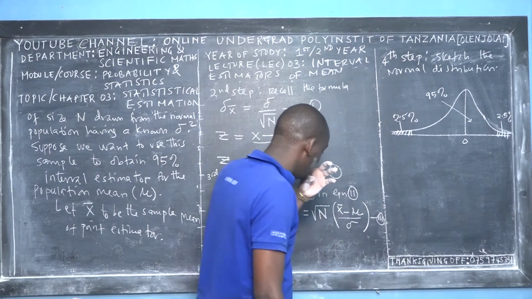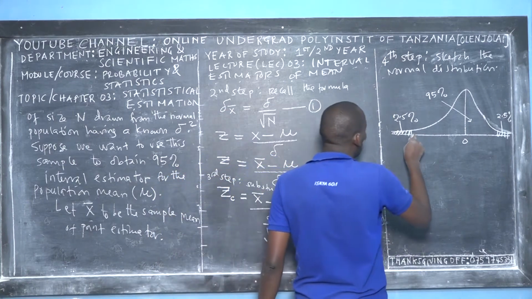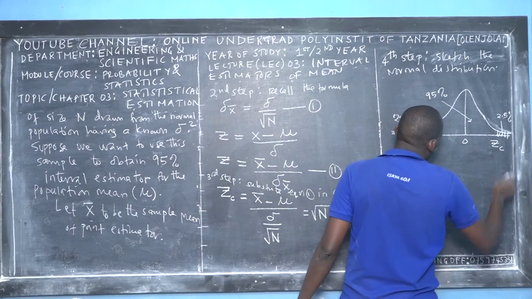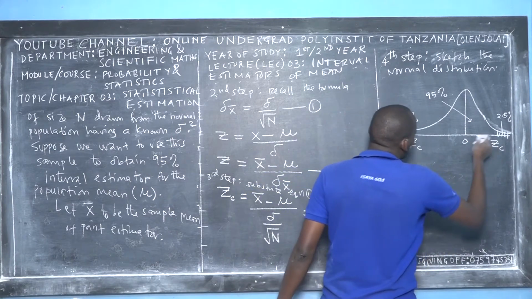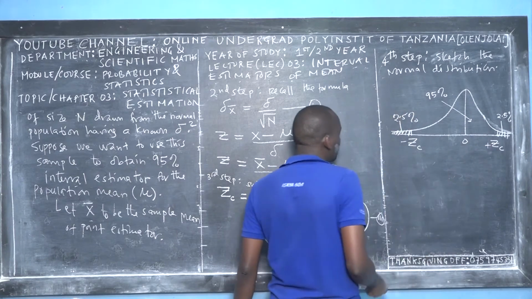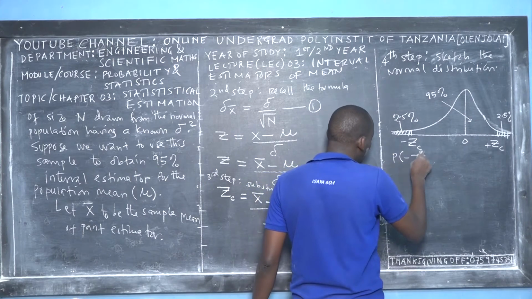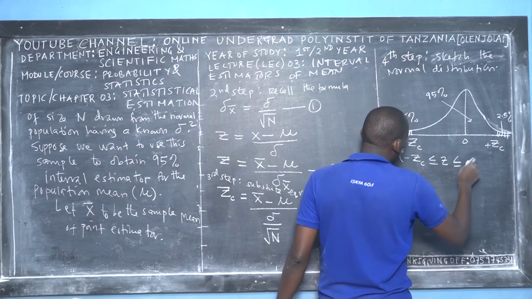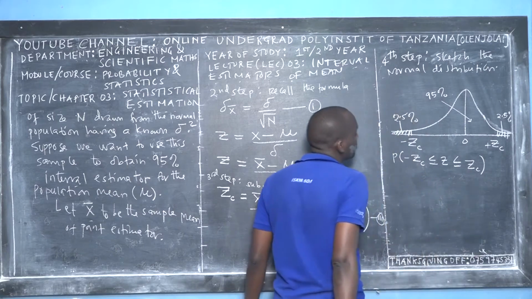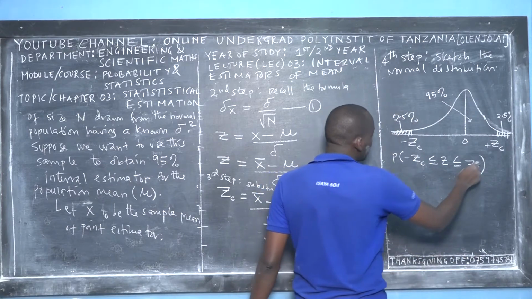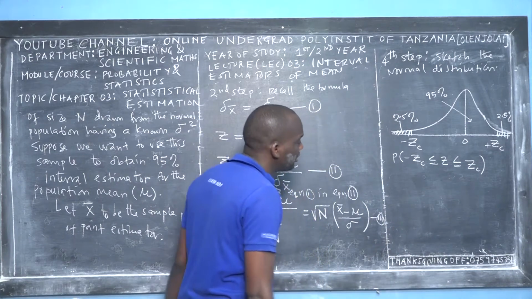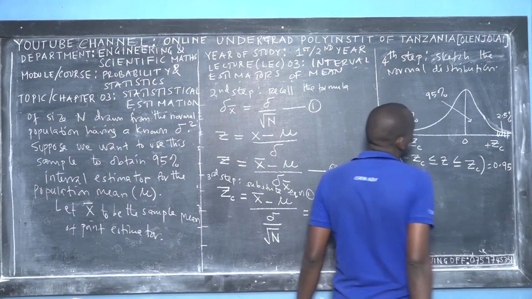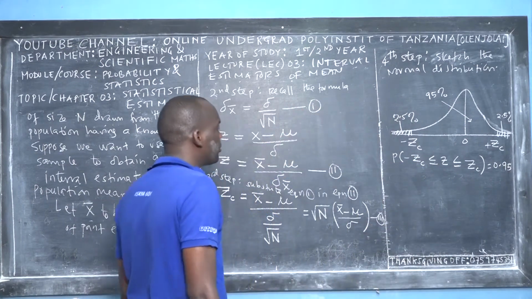Okay, so listen carefully. Suppose that here this is a standardized value on the negative side, and here we have also the corresponding standardized value, which is positive. To know the probability between these two values, we say the probability of negative Zc less than or equal to Z less than or equal to positive Zc is equal to 0.95. So that is the confidence level, which measures how confident we are.